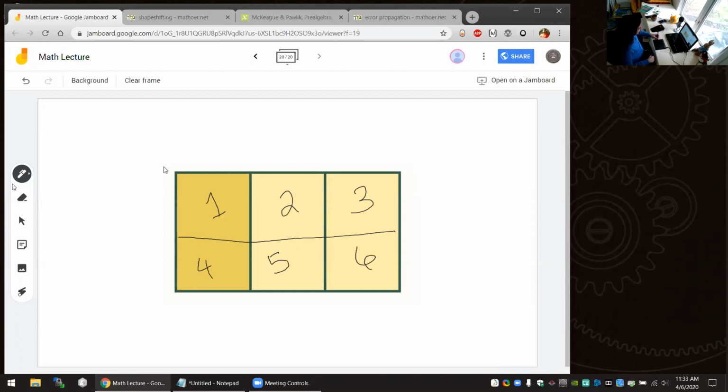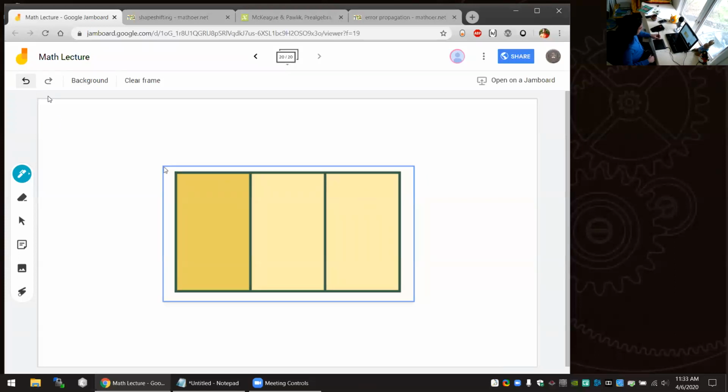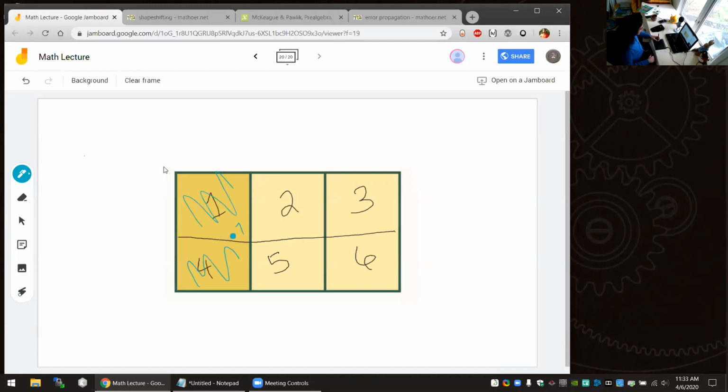And of those, 2 of them are shaded. So I've just sort of done with a cake cutting that 1 out of 3 being shaded is the same as 2 of my 6 being shaded.